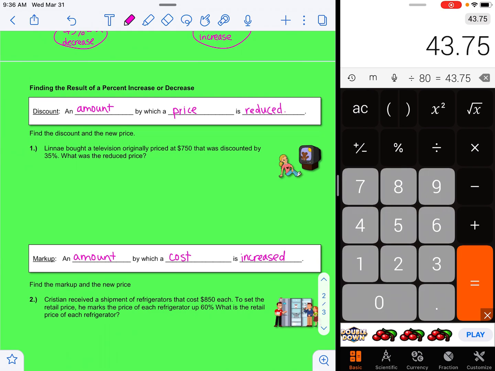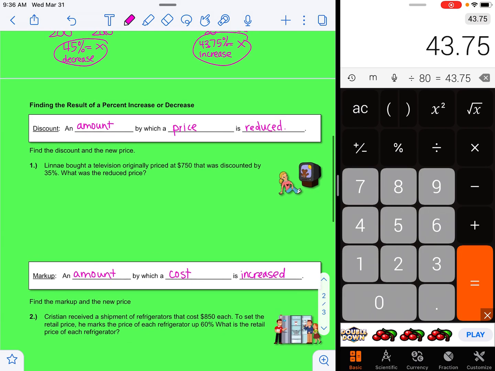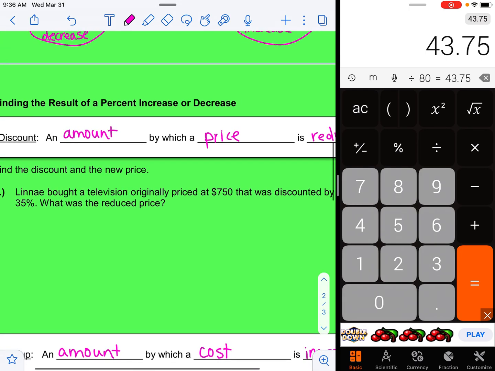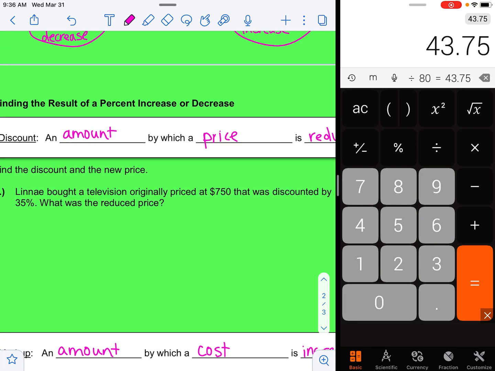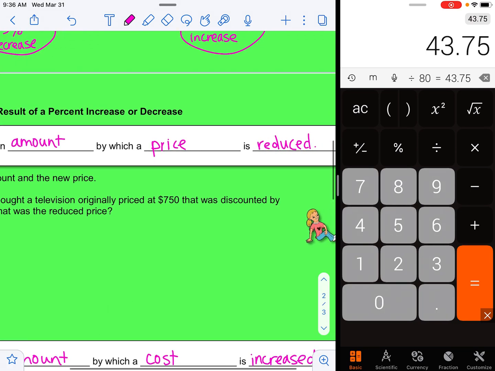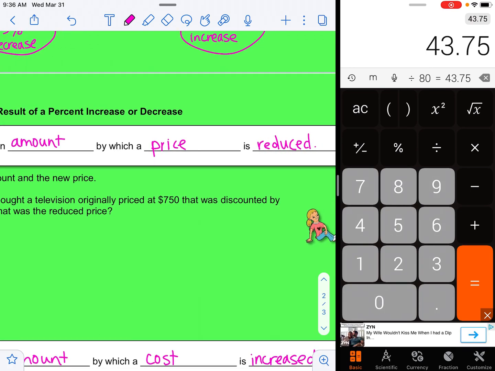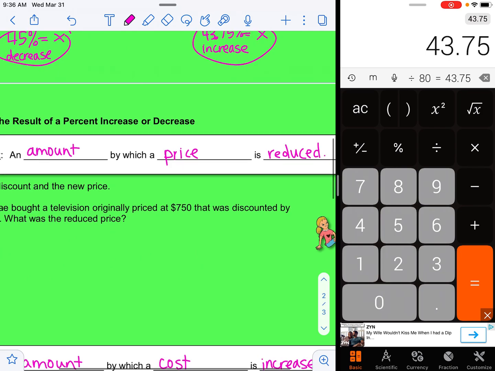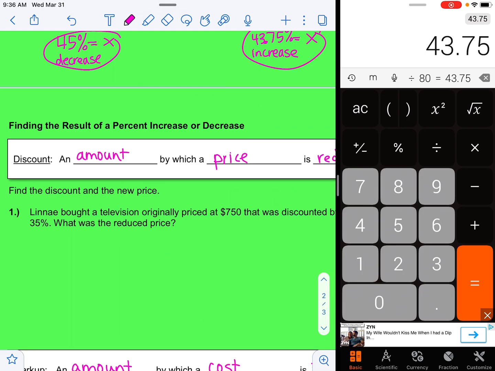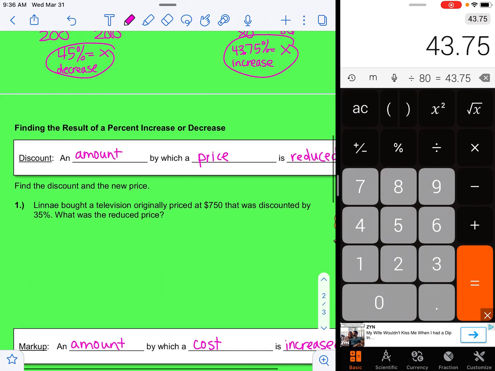So we have two vocab words that we're going to talk about. Right away, we're just going to talk about a discount. A discount is an amount by which a price is reduced. So if you go to the store and you see that something is on sale for 20% off, that means your price is being reduced by that 20%. That's called a discount. We always like discounts. It means we're paying less for something. So we need to find the discount and the new price.